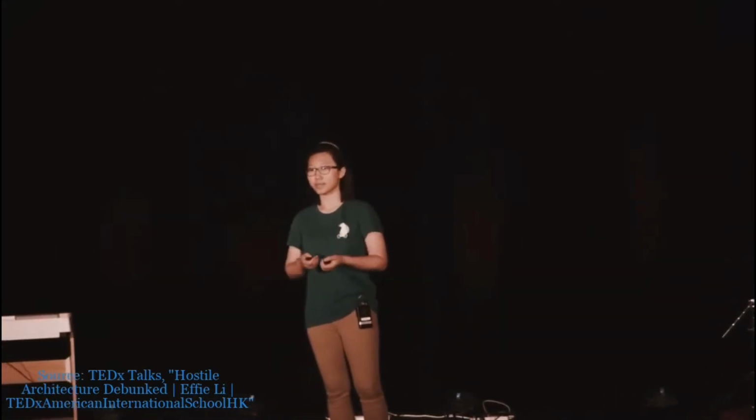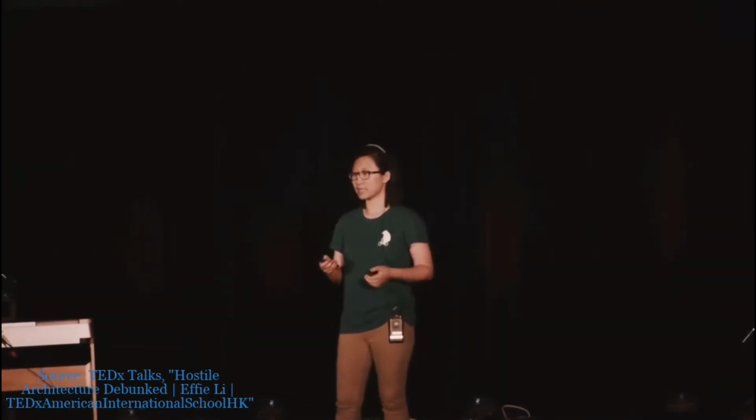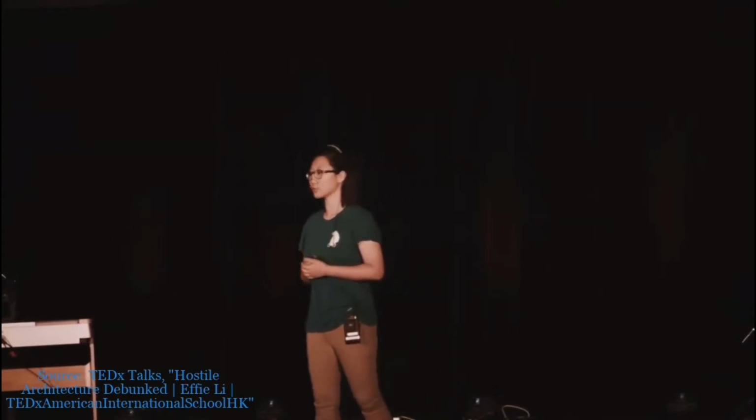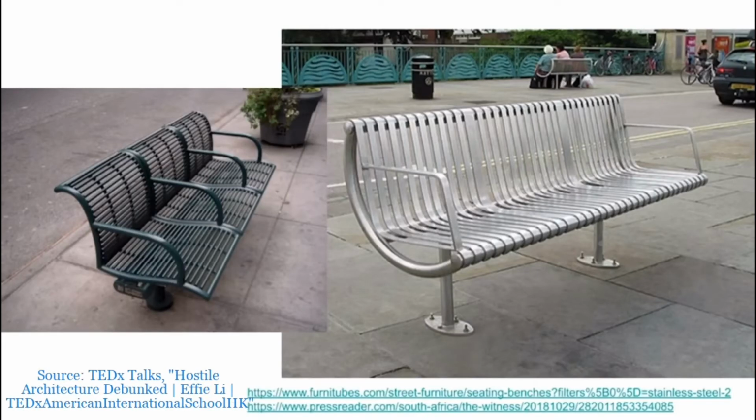So why are these benches considered hostile architecture? One big reason is that they are very uncomfortable to rest on and unsuitable for permanent rest. Sometimes they have armrests on them. They have slopey seats, as well as being made out of slippery materials such as stainless steel. And all of these modifications make it hard for people to sit on them.